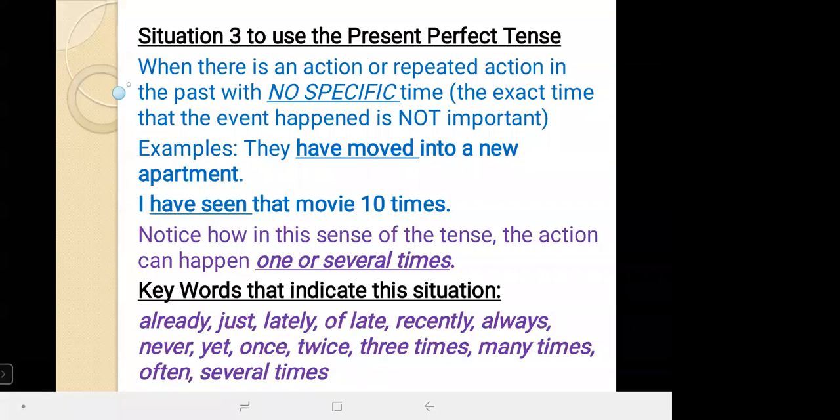Lately, actually, looks like a little bit of a time-specifying adverb. And the rest are used in this kind of situation with present perfect tense, like recently, always, never, yet. Yet means negative. I haven't seen the movie yet, which means the action didn't happen yet. Twice, three times, many times, often, several times. These are some of the adverbial time-showing words used with present perfect tense in the third situation.